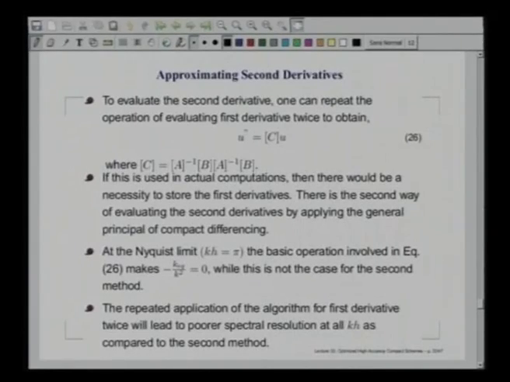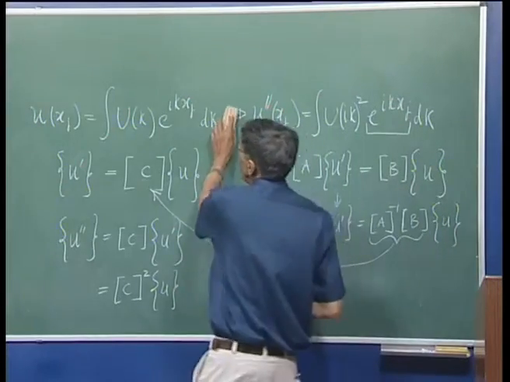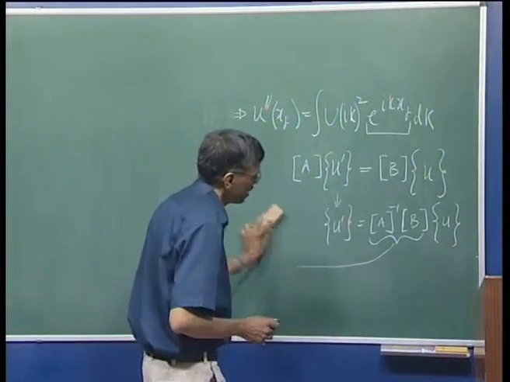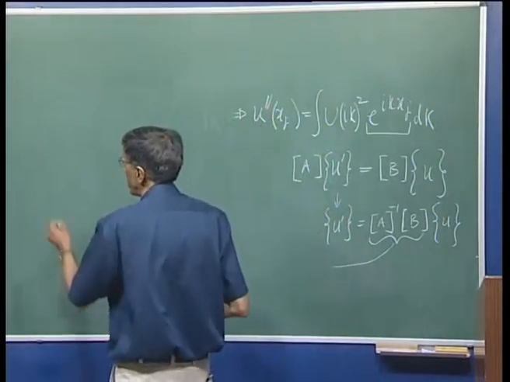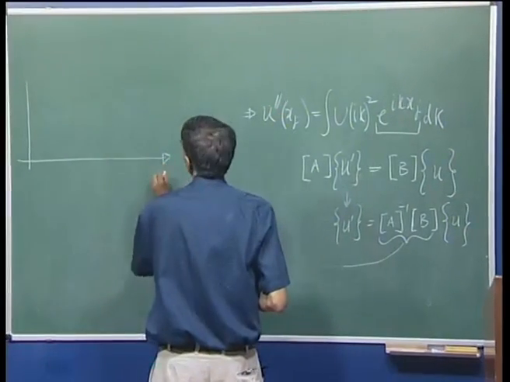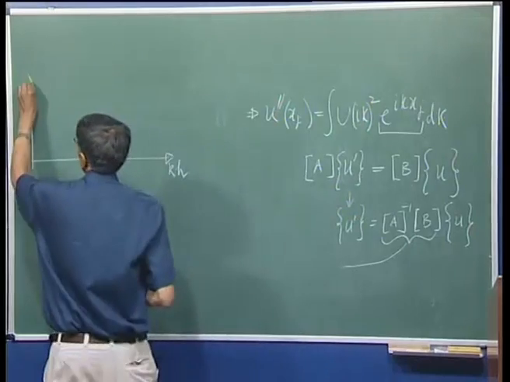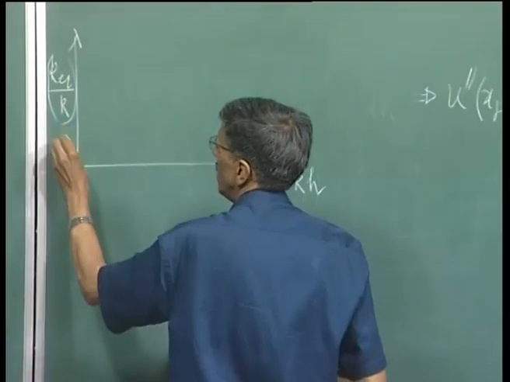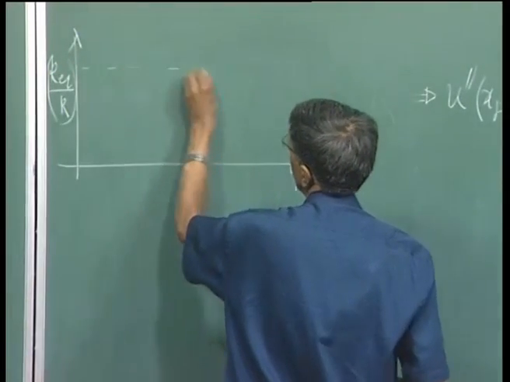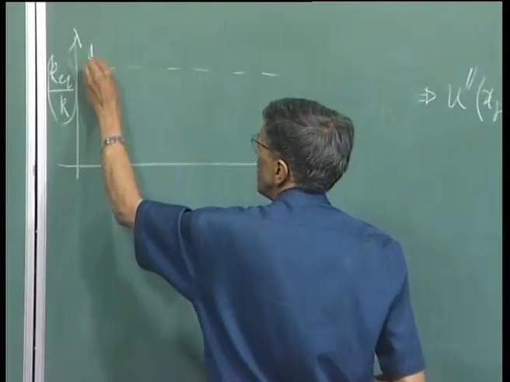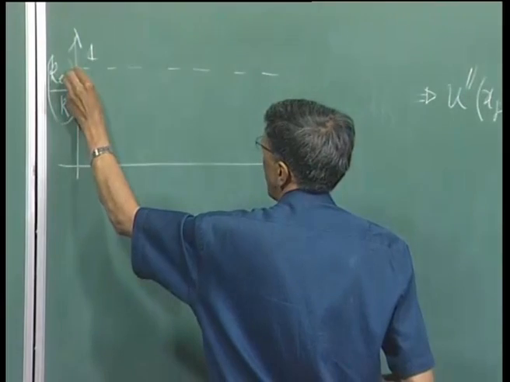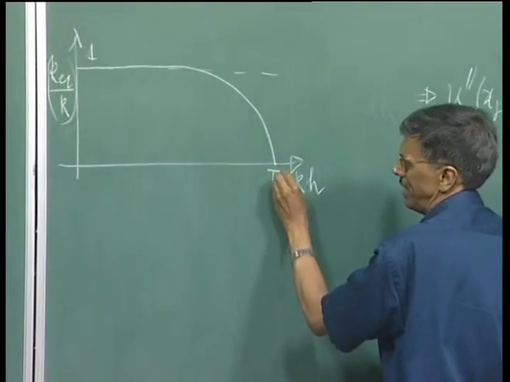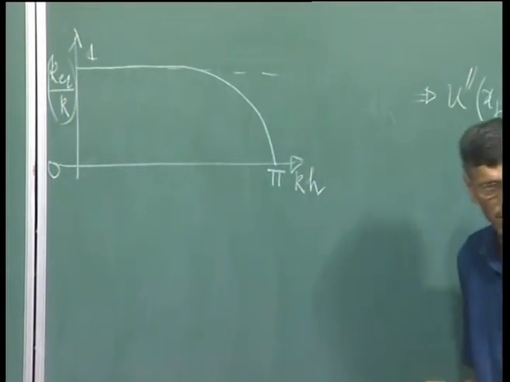One thing we noticed is that most of the time when we plotted the properties for the first derivative, k equivalent by k, which determines the performance parameter, plotted against k h, if I plot k equivalent by k real part, then ideally I should get equal to 1, and the schemes that we have noticed all started off with 1 and then fell off to 0 at pi. So, this is 0, right.